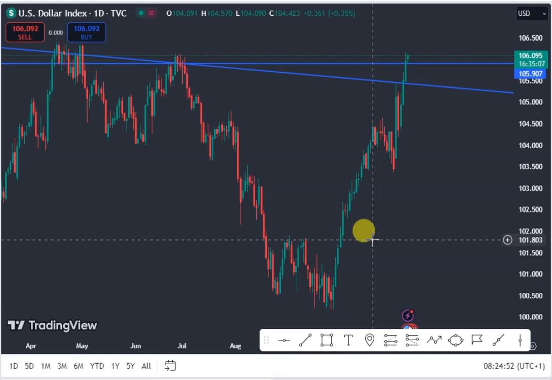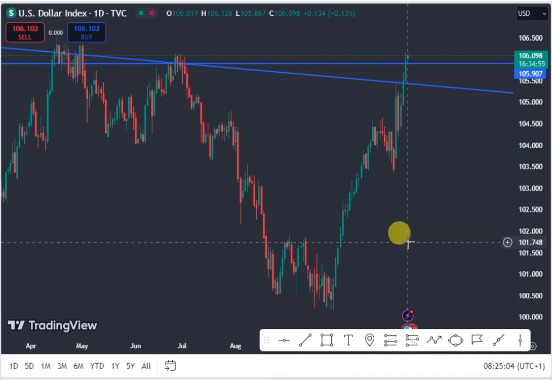In this weekly analysis, we'll be looking at the dollar index, the Euro USD, the Great British pound USD, the Australian dollar USD, USDJPY, and gold. So we'll be starting with the dollar index for the week.